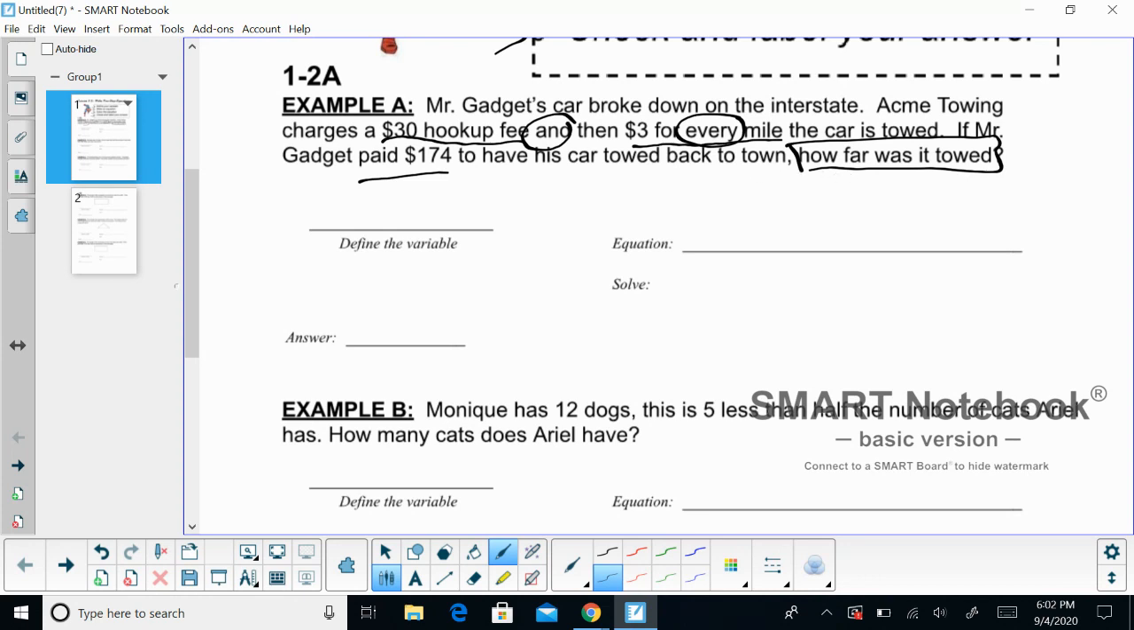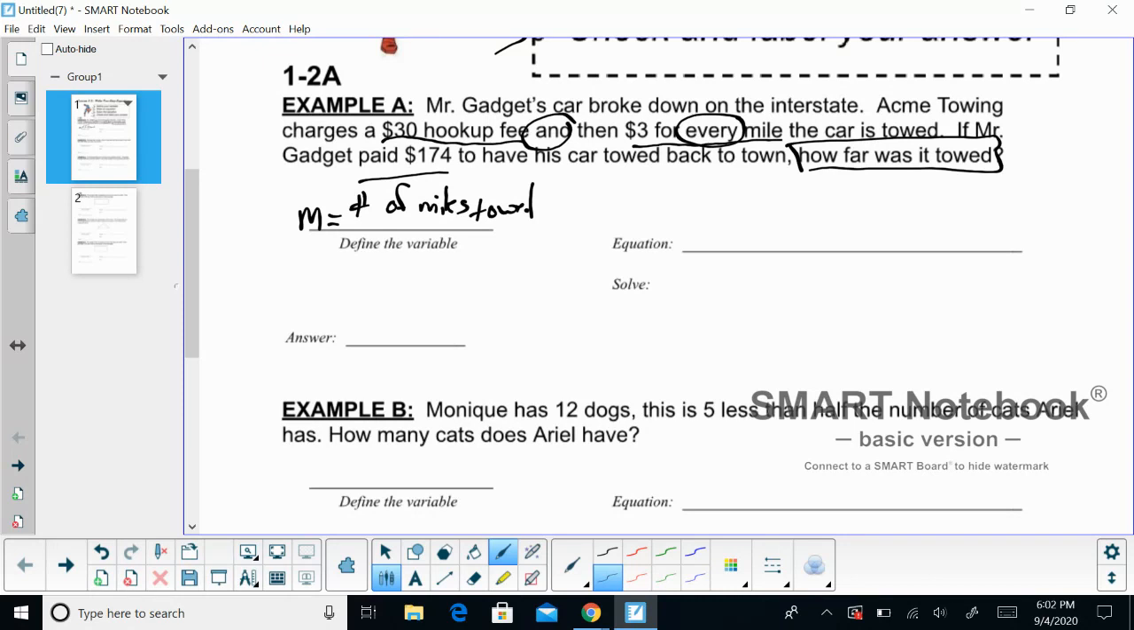Now, to define our variable, we always look at the question. What are we looking for? We're looking for how far it was towed, the miles. So you can choose any variable, but I'm going to use m for number of miles towed.